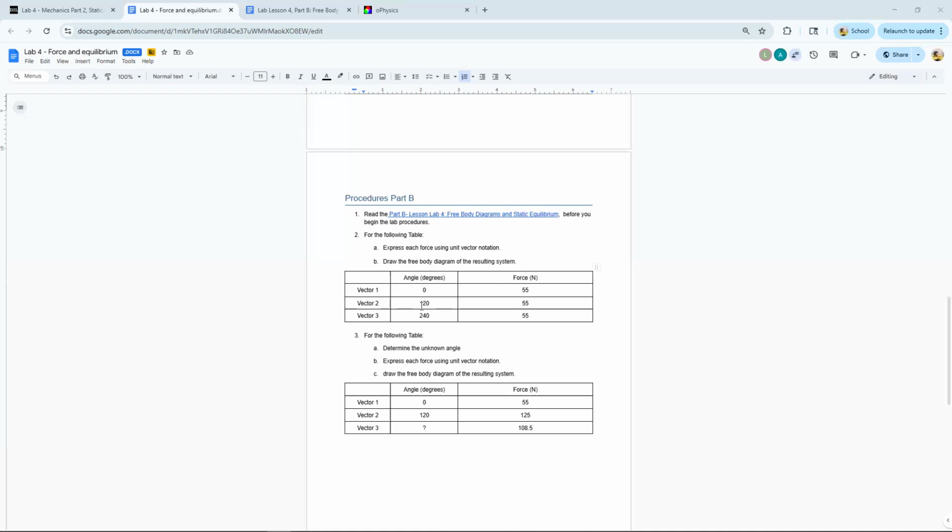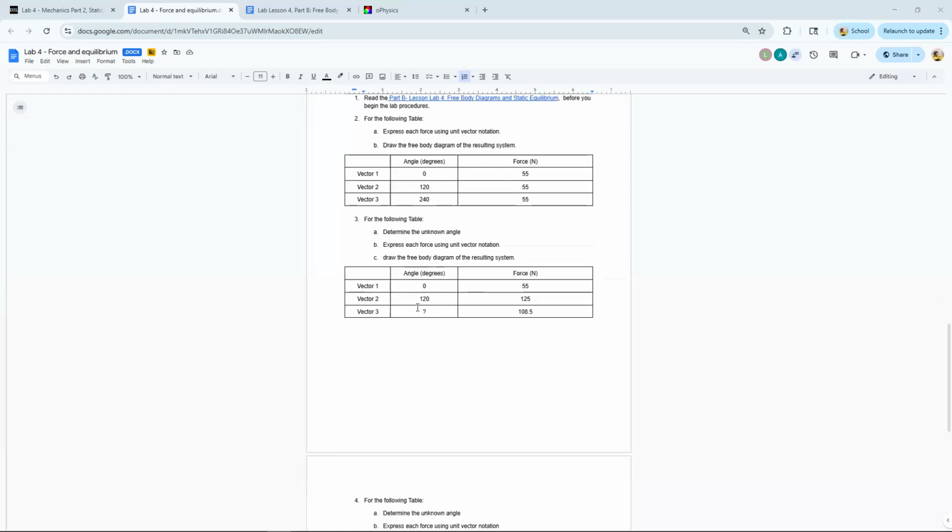Vector 2 also is given in angle and magnitude, and vector 3 also the same. In this case, all vectors have the same magnitude but in different angles, and you are going to draw a free body diagram drawing all vectors from the origin. And all these vectors actually cancel out each other because we have an equilibrium.